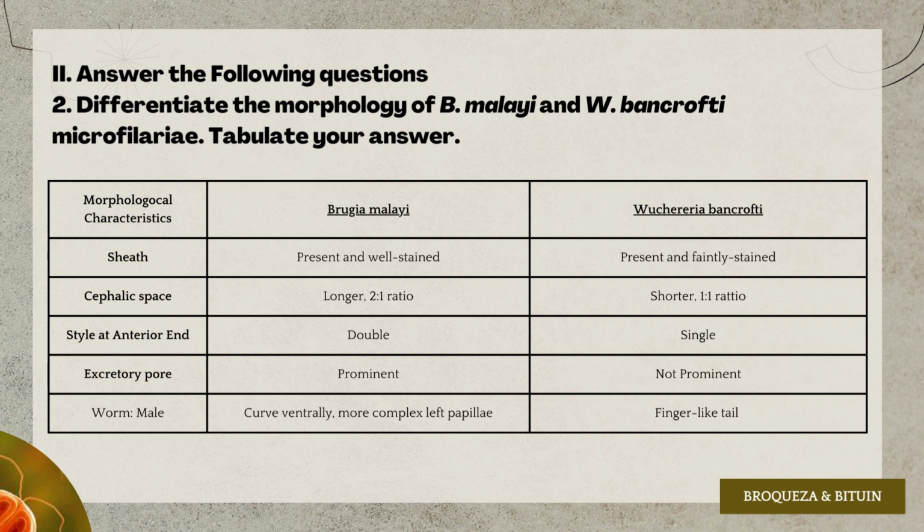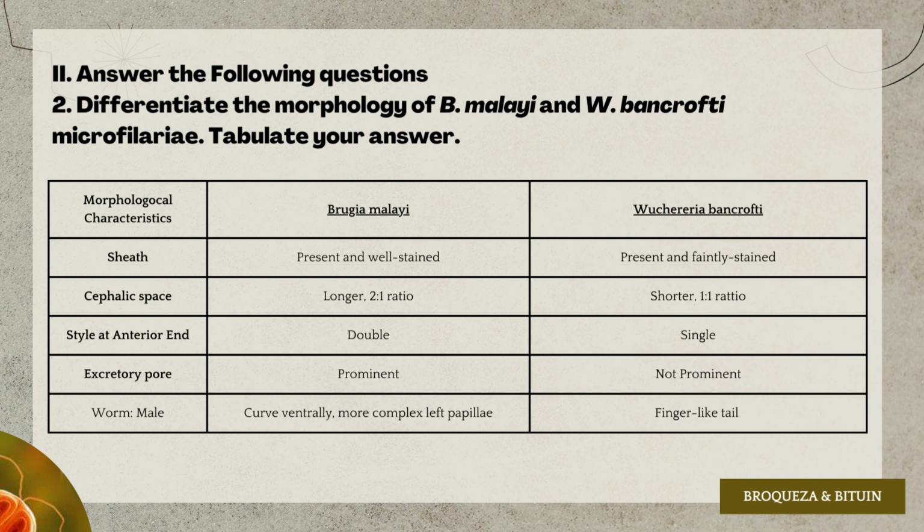In terms of sheath, both have sheaths, but in Brugia, it is well stained, and unlike Wuchereria, it is faintly stained. The cephalic space in Brugia has a ratio of 2:1 or mas mahaba, while the ratio in Wuchereria is shorter with a ratio of 1:1 by its width. There is also a double style at the anterior end of the Brugia, while a single style in Wuchereria. The excretory pore is prominent in Brugia and not prominent in Wuchereria.